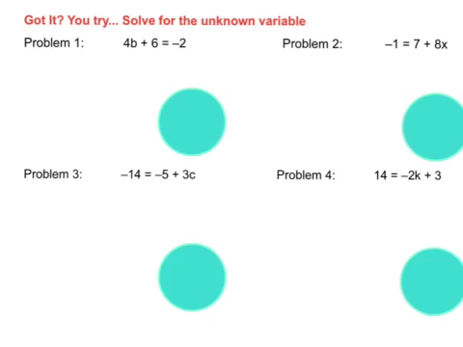Going over these problems, problem number 1, your answer is b equals negative 2. Problem number 2, the answer is x equals negative 1. Number 3, you should have got c equals negative 3. And problem number 4, now that's a fraction, but that's okay. K equals negative 11 halves. If you did not get these answers, go ahead and try again, or ask tomorrow in class how to solve.